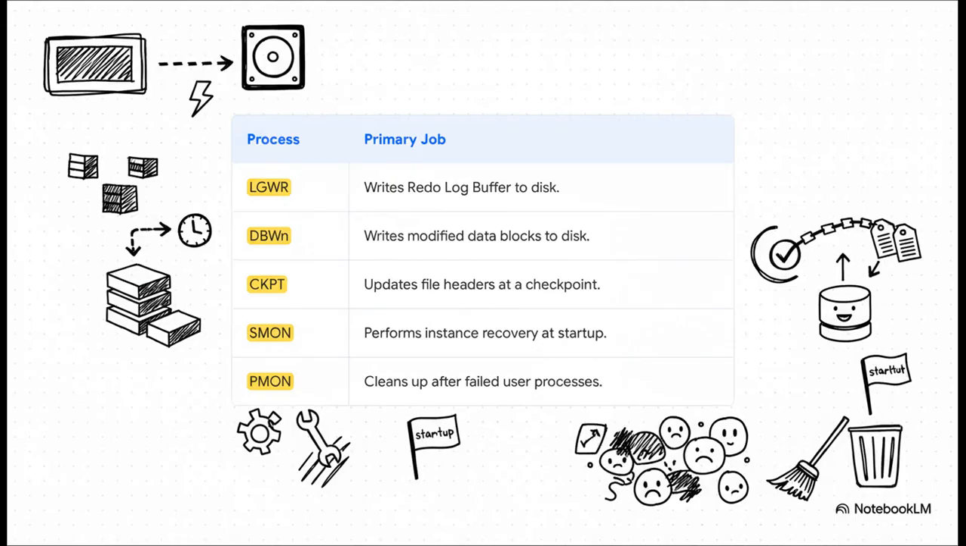And this is where the automated crew gets to work. First up, you've got the log writer, or LGWR. This guy's only job is to immediately write that journal entry to the disk. That's the moment your commit becomes real and permanent. Then, a little later, the database writer, or DBWR, comes along and efficiently writes the actual change data to the data files. And all the while, you've got other specialists like Checkpoint, SMON, and PMON working in the background. Think of them as the system's janitors and security guards, keeping everything tidy and safe.